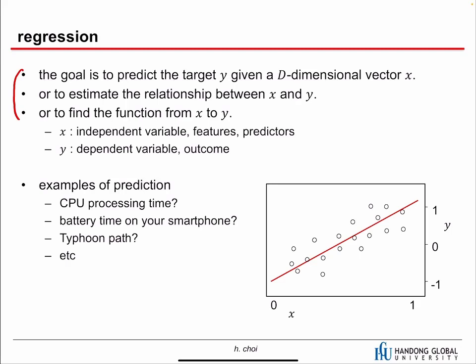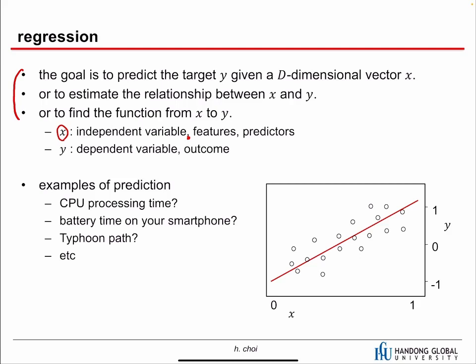Usually x is the independent variable, or x is features, or x is predictors. And y is the dependent variable. So x is the independent variable, which means we want to estimate y from x. Usually in training we have x and y, but when we predict, x is given and y is unknown.